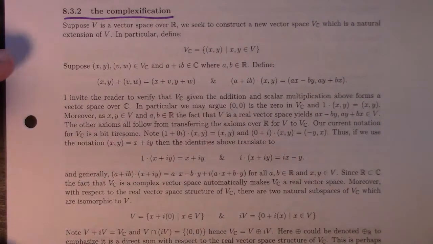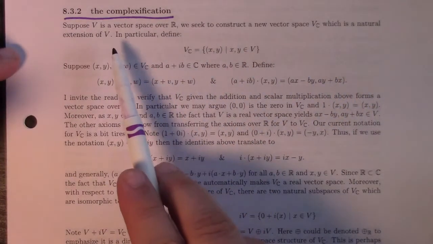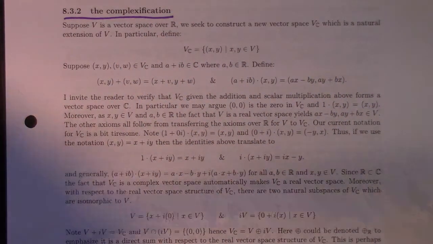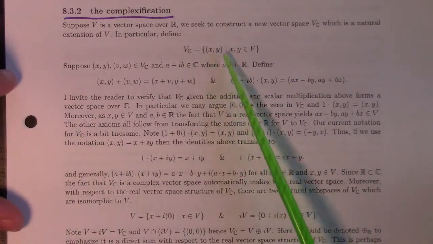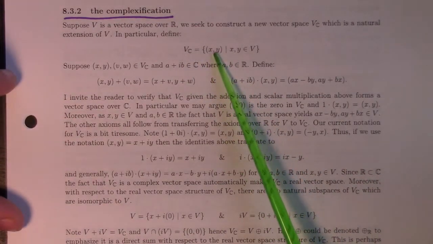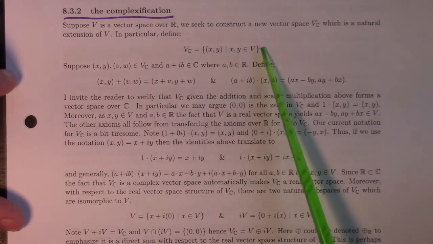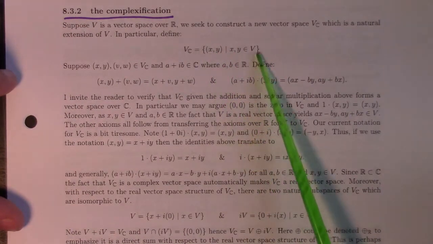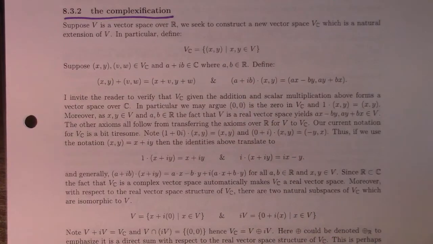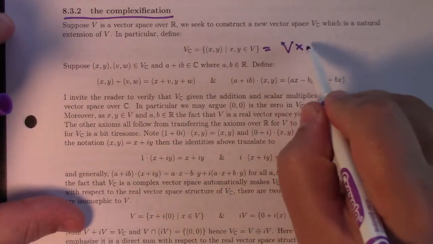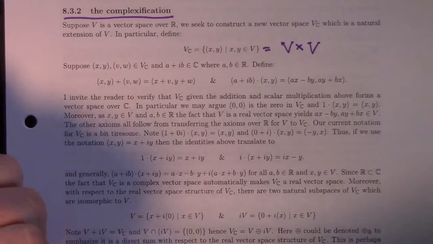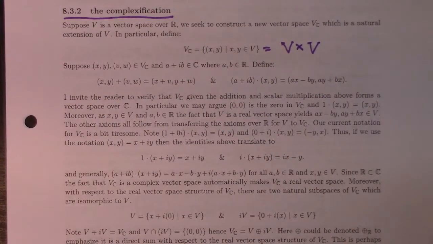In particular, if I have a real vector space V, I can form the complexification of V, which I call V sub C, by taking pairs of vectors. So really what I do is I look at V cross V as a Cartesian product. As a set, this is really V cross V, right? And I say that we can view it as a complex vector space, and here's how.